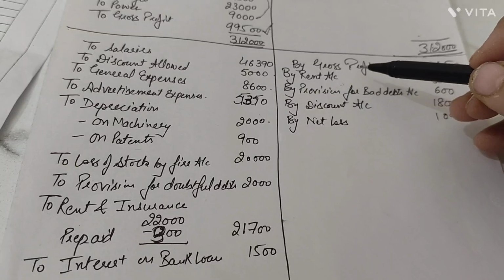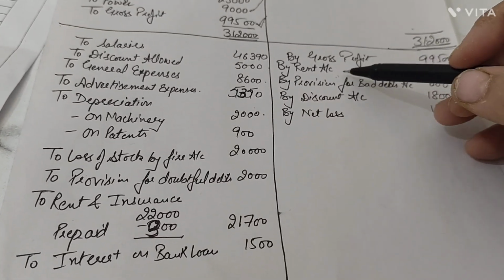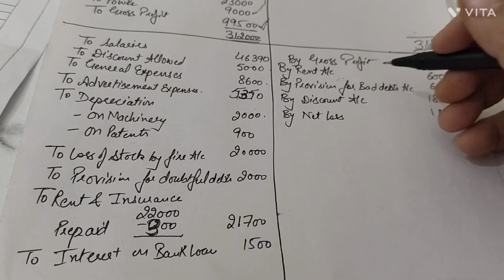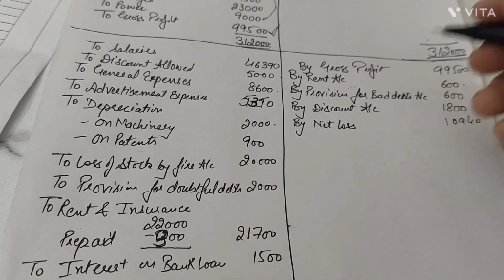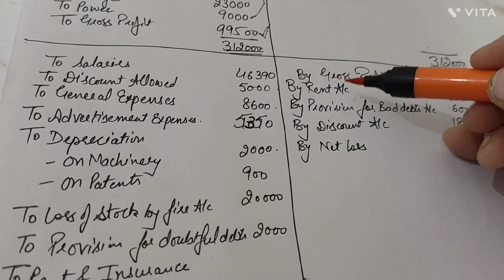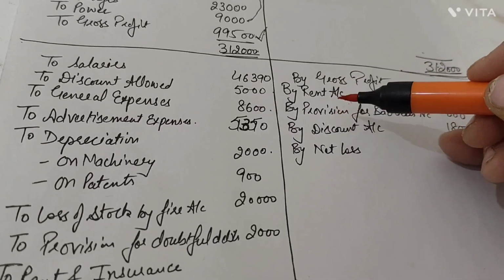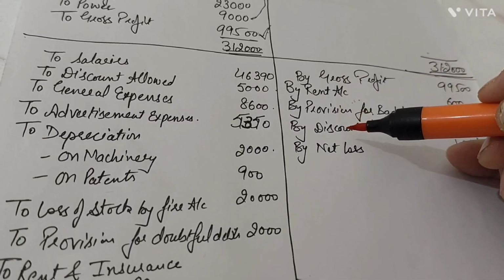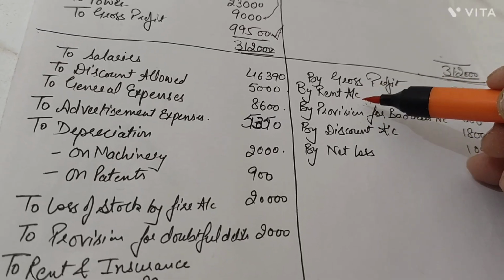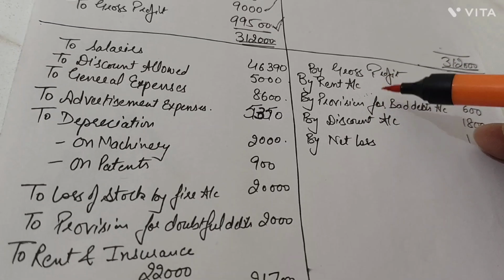All others are indirect incomes, that were rent, provision for bad and doubtful debts, discount, right? So all these things which we are talking about here are not from your business. These incomes are not from directly operating your business. Rather, discount is on making a cash payment, rent is because you let out your property. That's why these are taken in the second half.